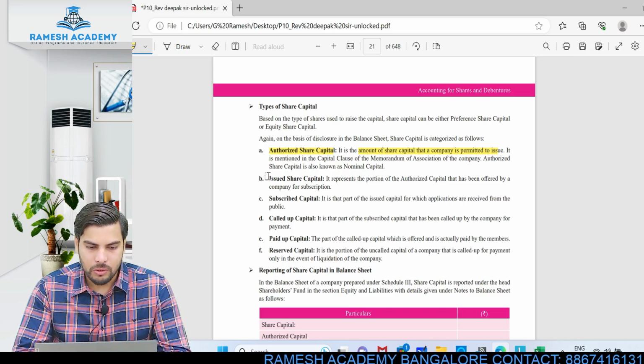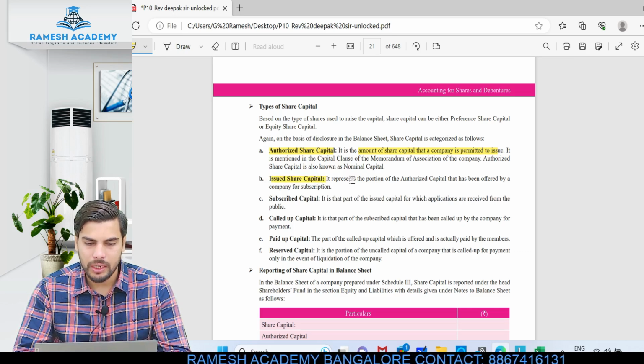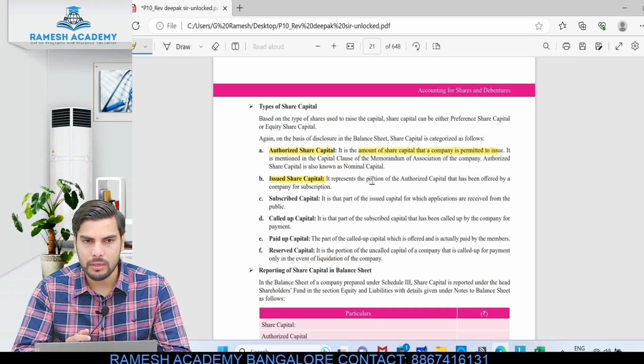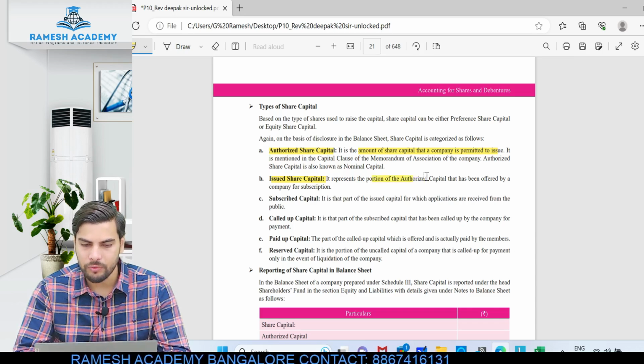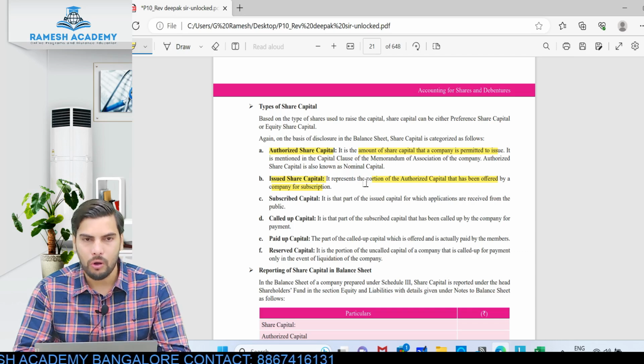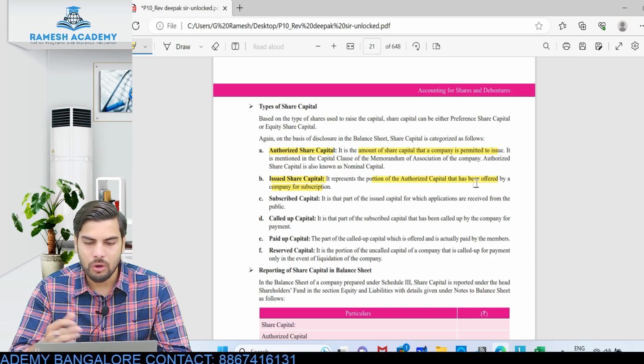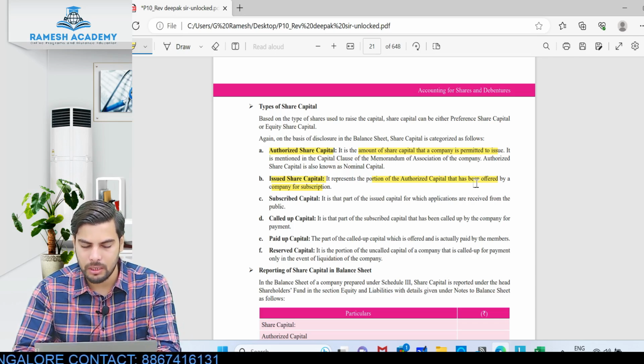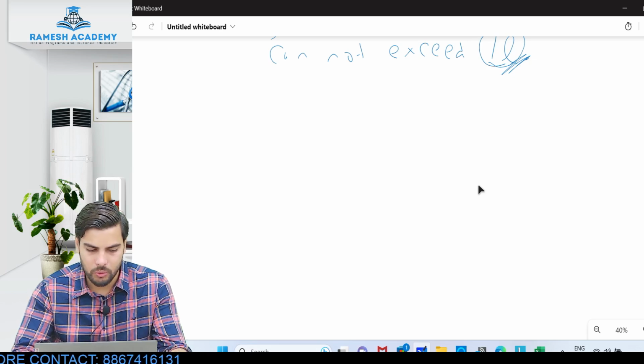Then let's talk about issued share capital. What is issued share capital? It represents that particular portion of authorized share capital which is actually offered to the public for subscription. Look at this. Issued share capital is nothing but that particular portion of authorized share capital which has been offered to the public for subscription. In this particular example, if you go through, look at this.